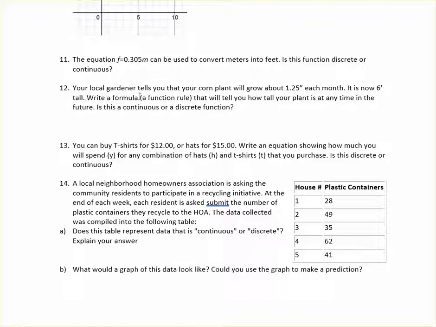Number 12, you're going to write a function rule, a formula that will tell you how tall your plant is at any time in the future, and then decide if this is continuous or discrete. It says that you have a corn plant that'll grow 1.25 inches each month, and it's starting at 6 feet tall right now, so it's quite tall already. So that'll be your starting point, and then you'll add the 1.25 per month to write your function rule.